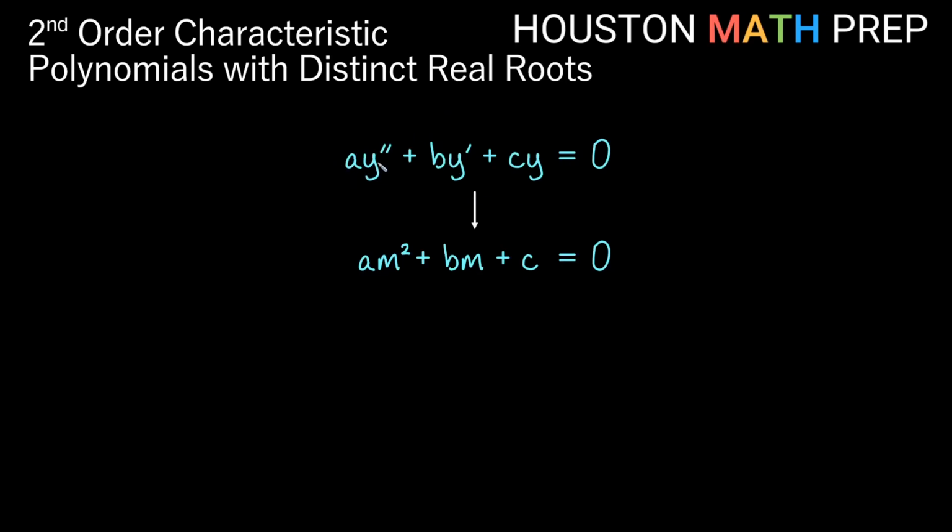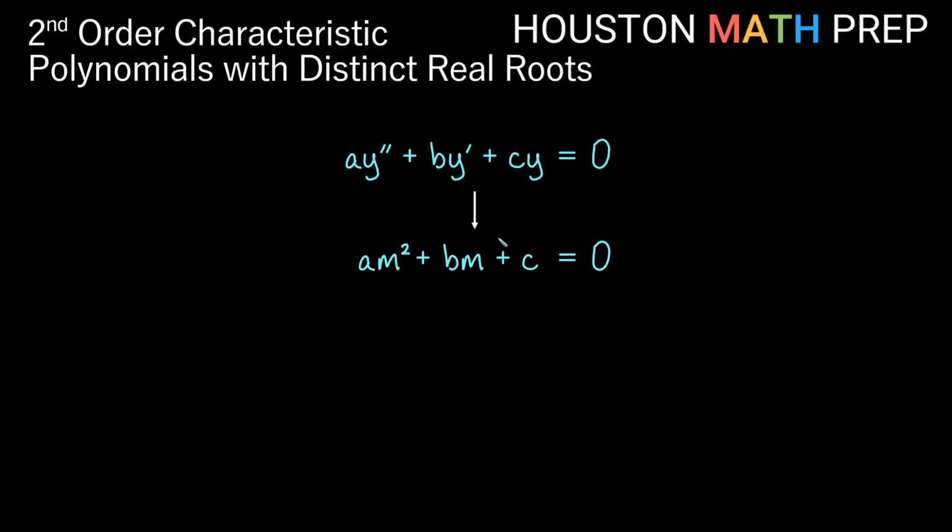So if we start with ay double prime plus by prime plus cy equals 0, and a, b, and c are constants only, then we can convert this second order differential equation into what we call the characteristic polynomial am squared plus bm plus c, based on the a, b, and c here in the original differential equation.